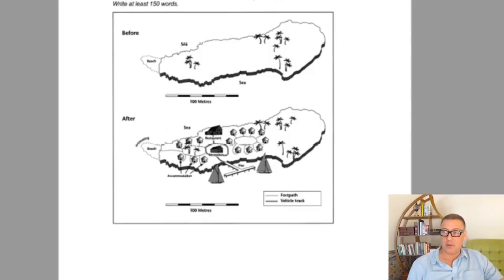Something like that. Now, the other paragraph is going to be about all these other differences, the adding of the restaurant, the vehicle track, the accommodation units on the western side of the island, the swimming area, the pier.